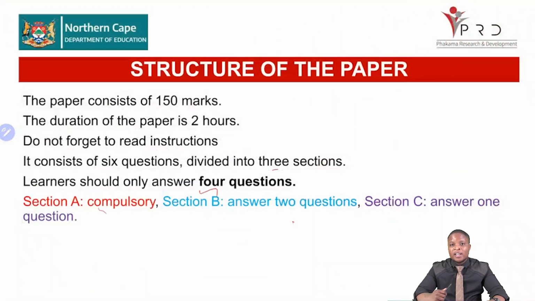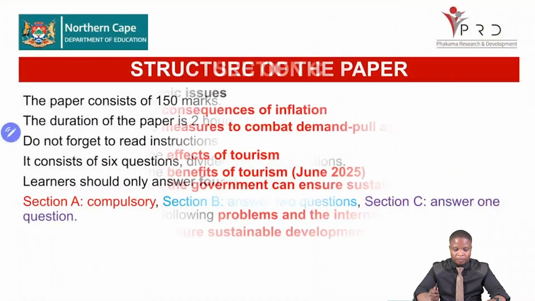Section A is compulsory. It has both microeconomics and economic issues. Section B, question 2, is only microeconomics for 40 marks. Question 3 is only economic issues for 40 marks. And question 4 is the mixture of micro and economic issues, 20 marks, 20 marks. Then section C, question 5 is only microeconomics, and question 6 is only economic issues for 40 marks.